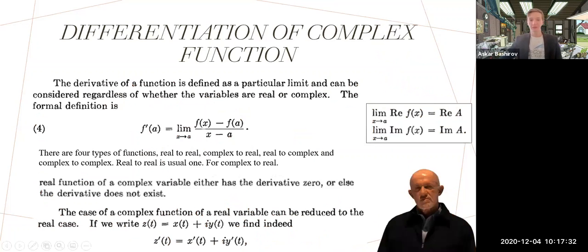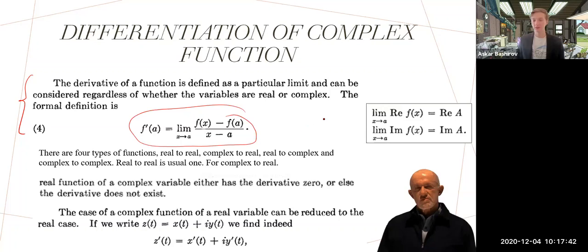So let's move on to the differentiation of a complex function. As you can see, the definition is almost the same, and this thing looks 100% the same. The only difference is the limits. The limit for a complex function exists if the limit of the real part exists and the limit of the imaginary part exists.